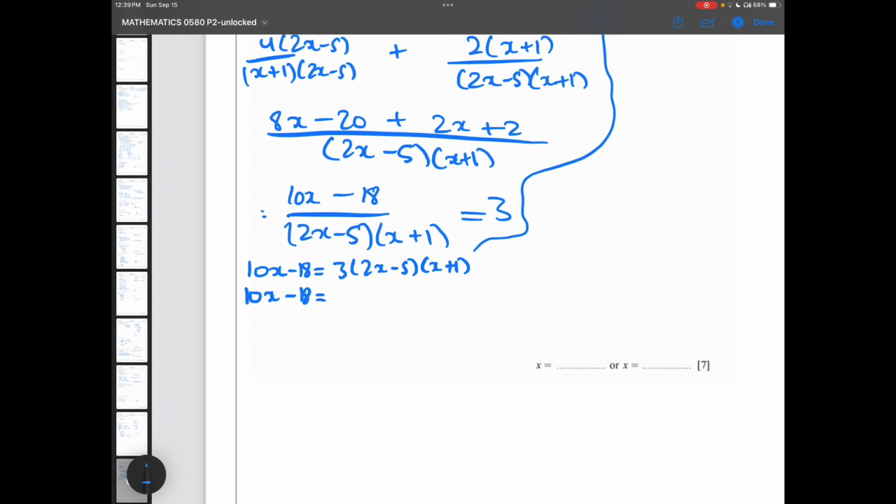Okay. So 3 into 2x is 6x. 3 into minus 5 is minus 15. Now this whole gets multiplied with x plus 1. So 10x minus 18 is equal to 6x into x is 6x square. 6x into 1 is 6x. Now minus 15 into x is minus 15x. Minus 15 into 1 is minus 15.